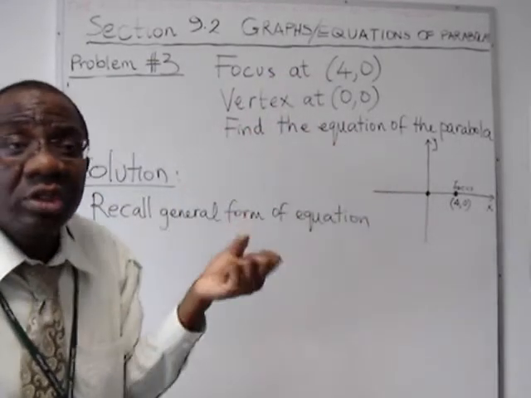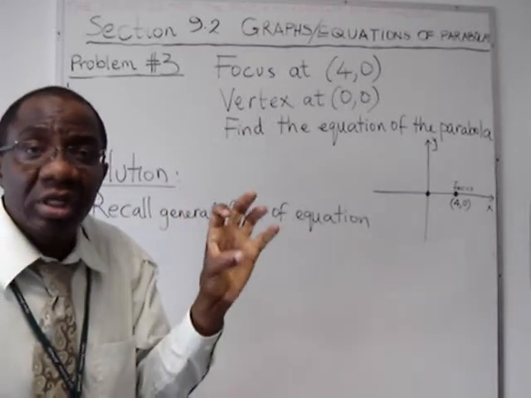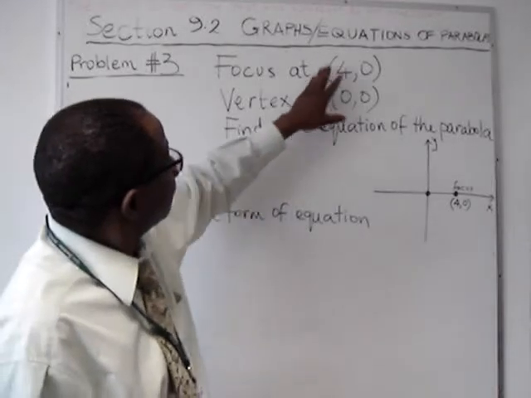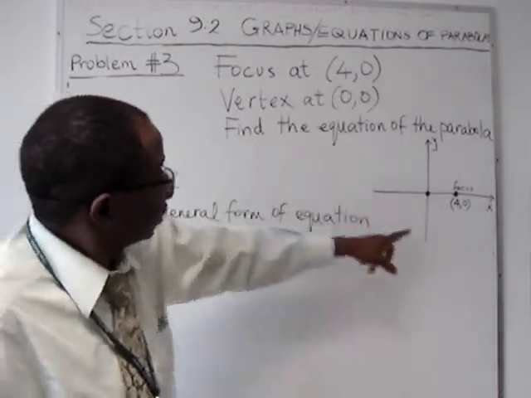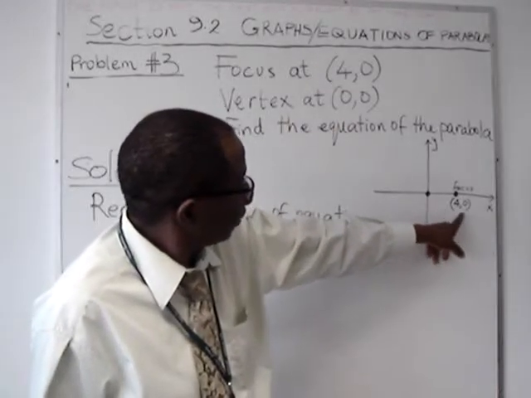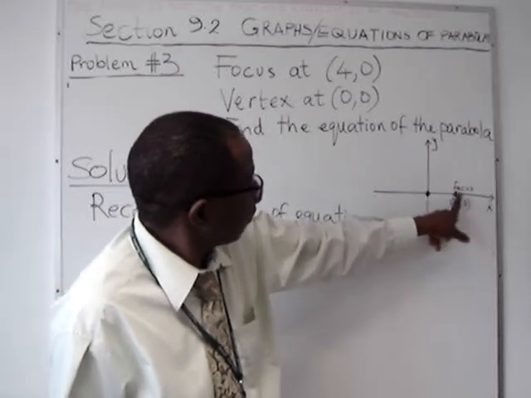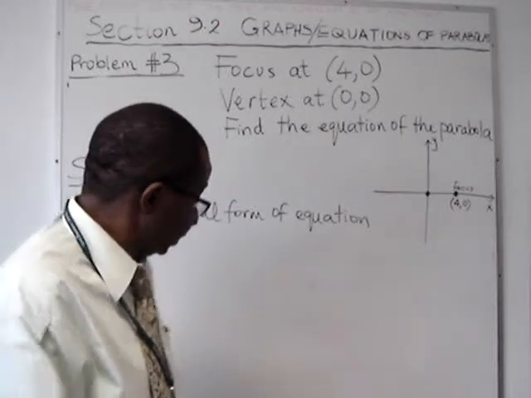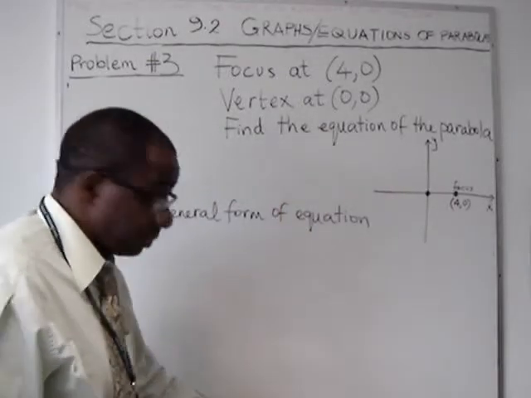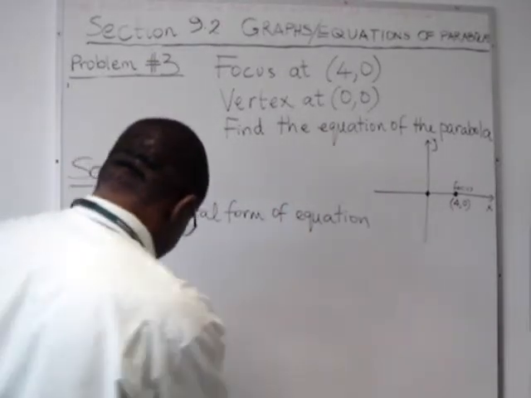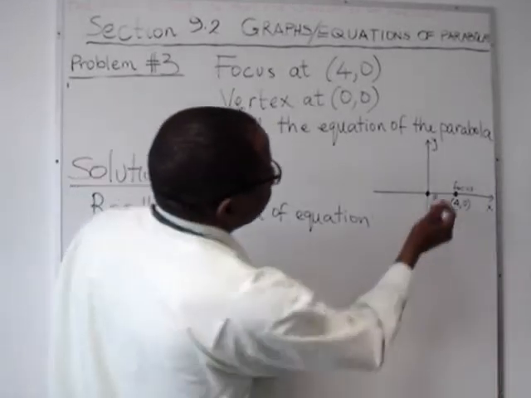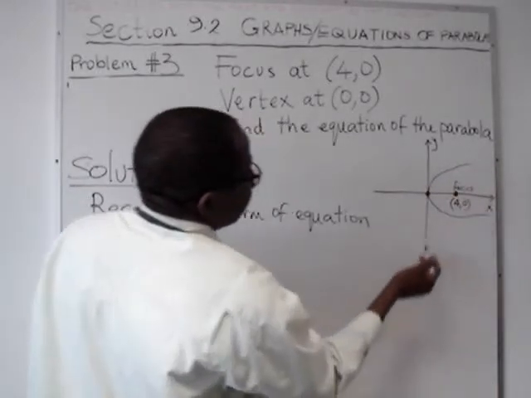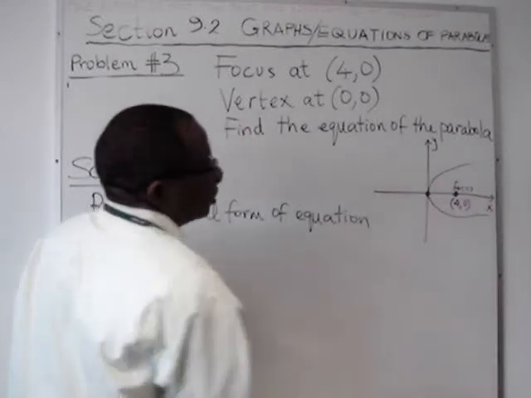The first thing you do is you want to get a mental picture of what the parabola looks like. So you use the information you were given. The focus is at (4, 0) right here: x equals 4, y equals 0, so it's on the x-axis. The vertex is at the origin. So immediately, what can you tell me about how this parabola looks? Immediately, you know that this parabola is going to be facing the right, because its focus is right here.